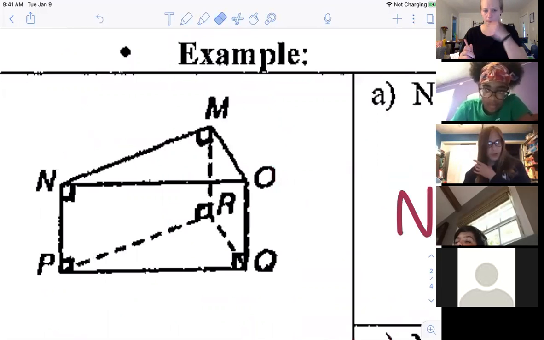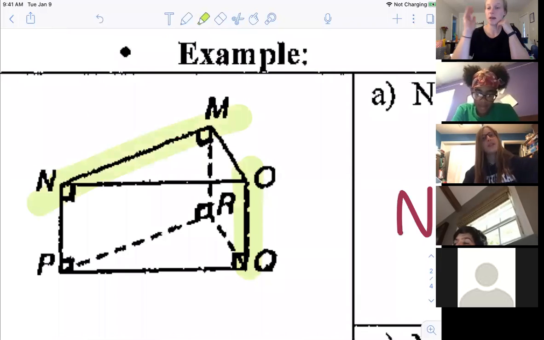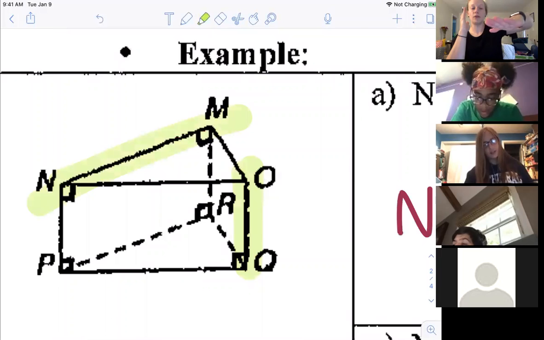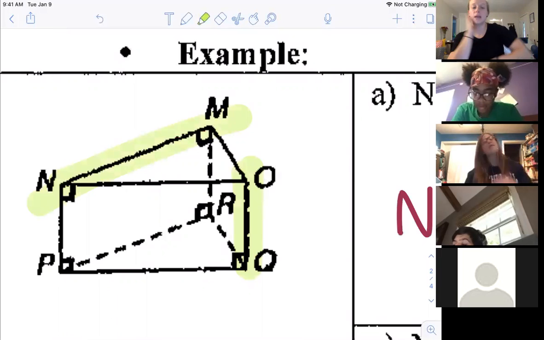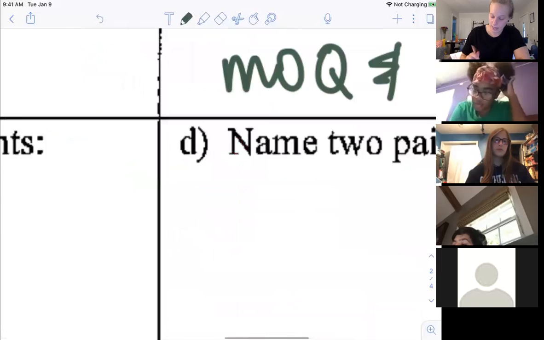Would OQ and MN be? OQ and NM. Yeah, those would be. So one's like the side face and then one's like the top over here. They'll never, ever, ever cross and they are not on the same plane. Very good. Thank you, Ella. OQ and NM.